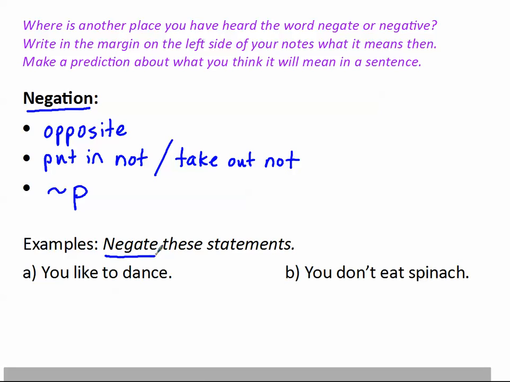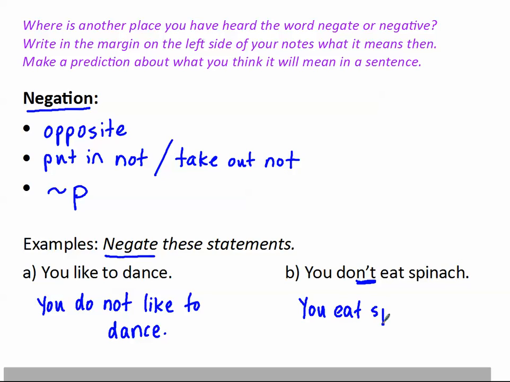Negate these statements. You like to dance. We are going to write the opposite, meaning putting in a not, because there needs to be a not in this sentence for negating. You like to dance turns into you do not like to dance, or you don't like to dance. What if there's already a not, like in the don't here? We don't say you don't not eat spinach. We say you eat spinach. We took out the not.